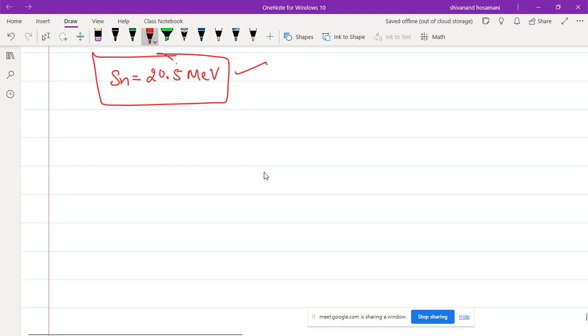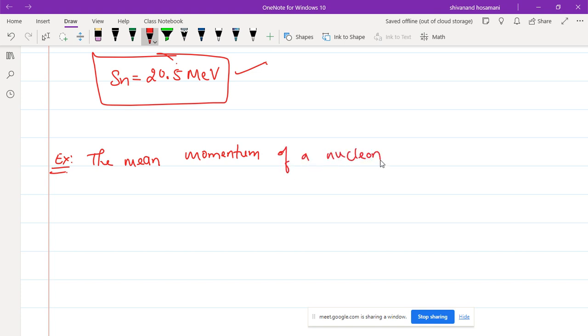And similarly, they have asked one question in NET also. NET and SET, maybe they have asked in SET. I think there's a question, so let us solve this question. Example: the mean momentum of a nucleon inside a nucleus varies as.